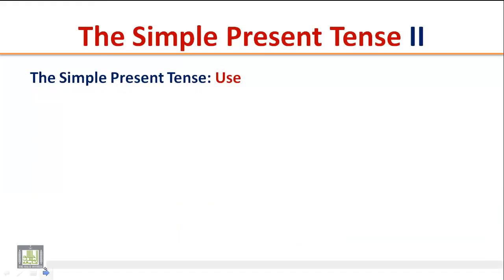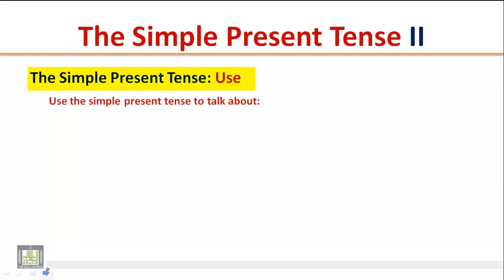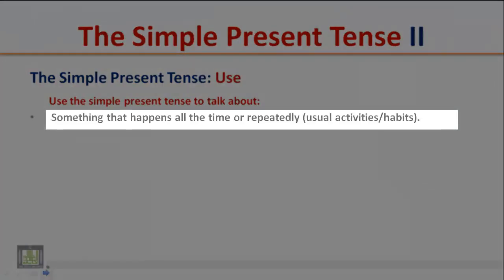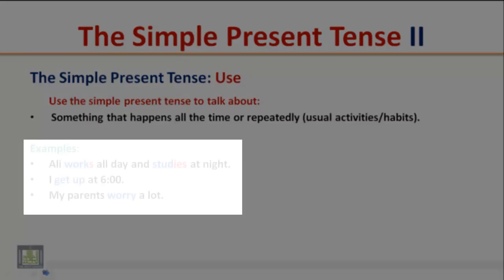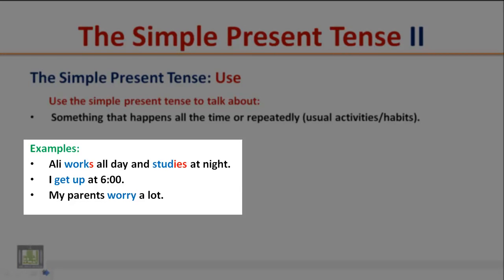The Simple Present Tense: Use. Use the simple present tense to talk about something that happens all the time or repeatedly, such as usual activities and habits. Examples: Ali works all day and studies at night. I get up at 6. My parents worry a lot.